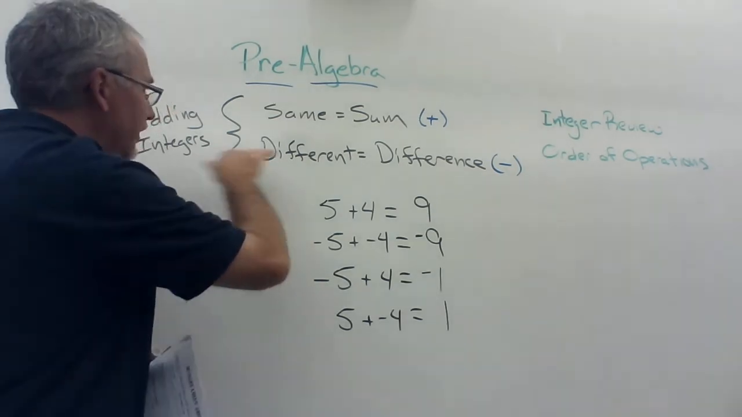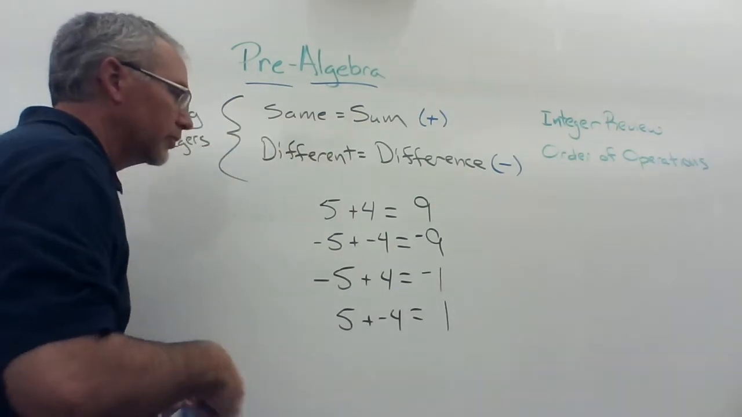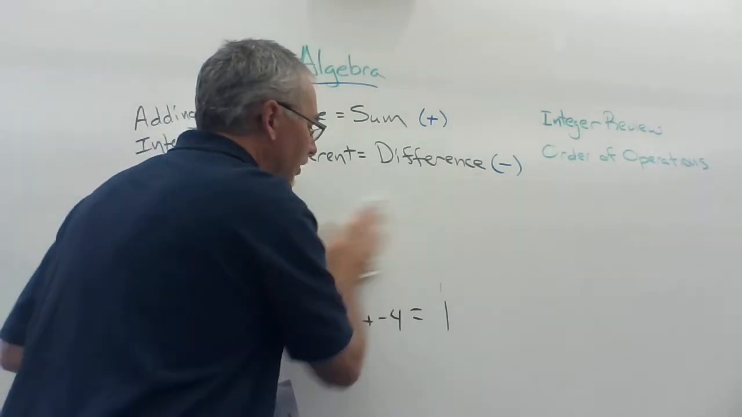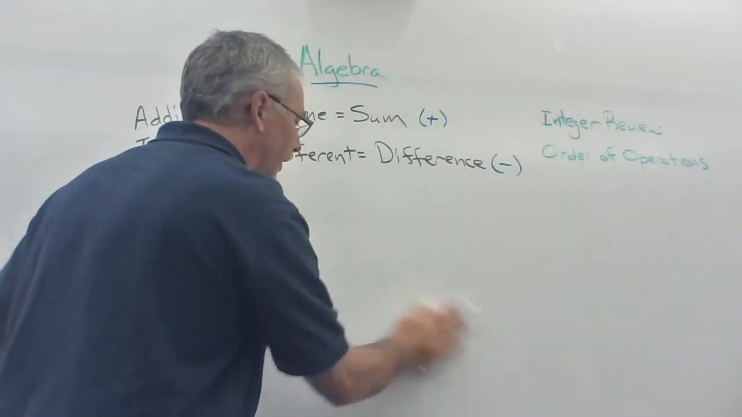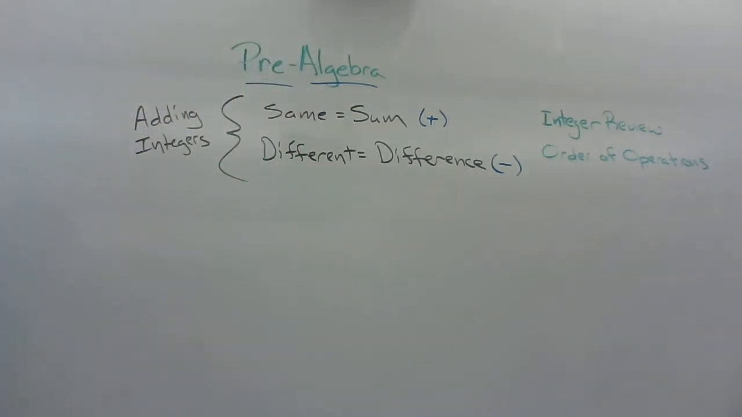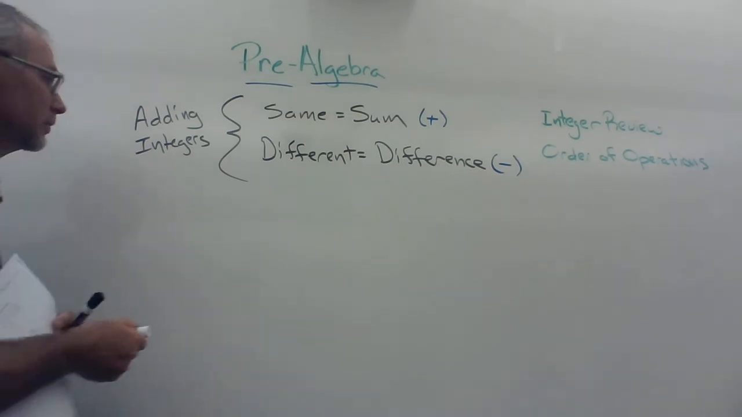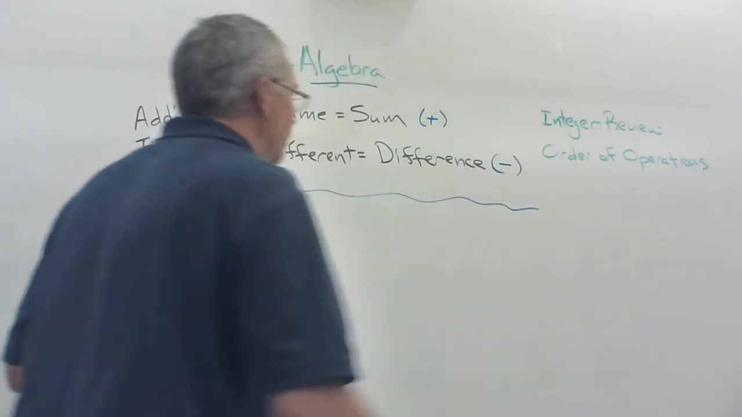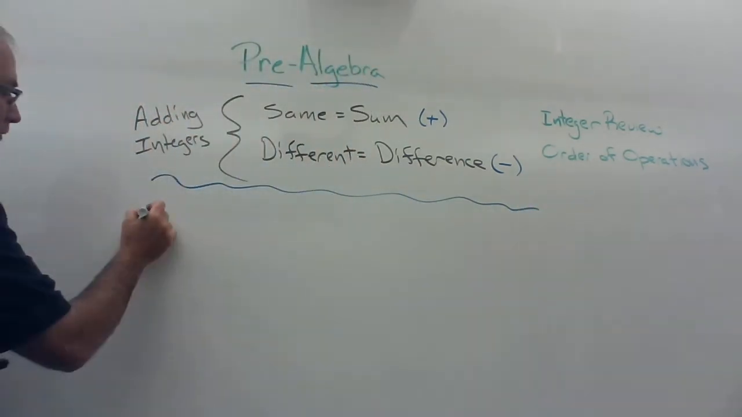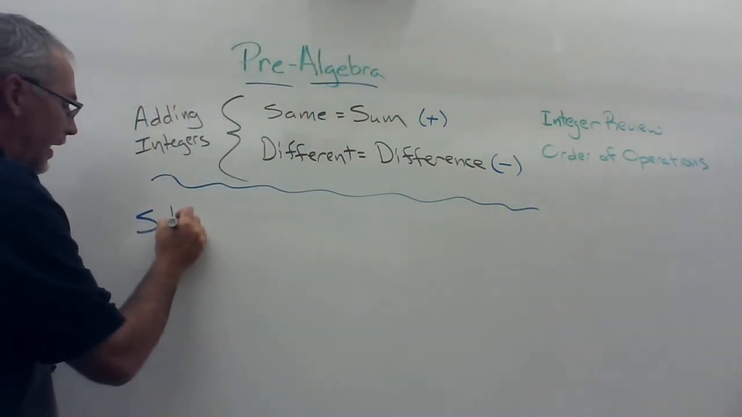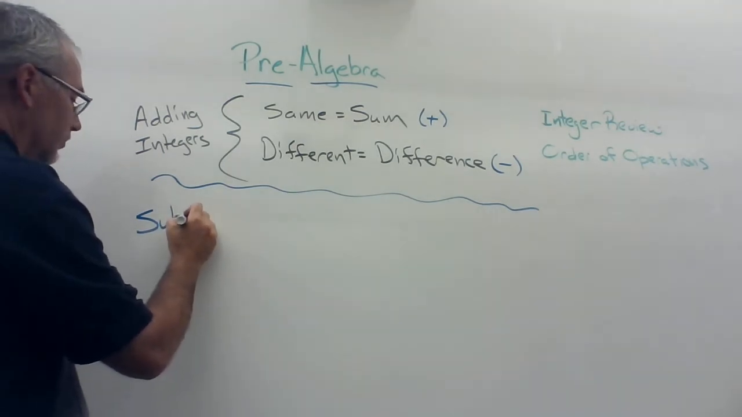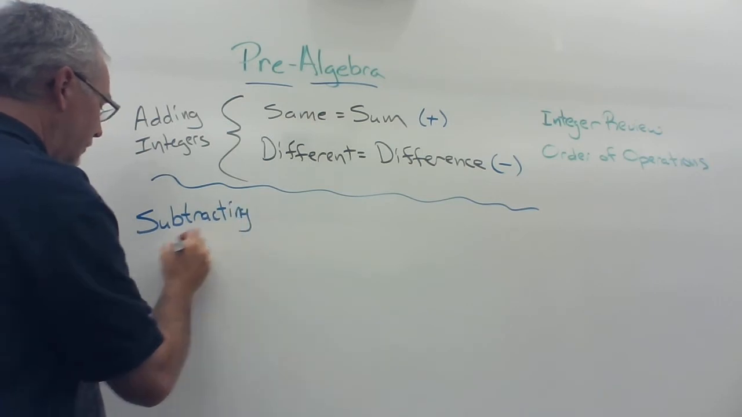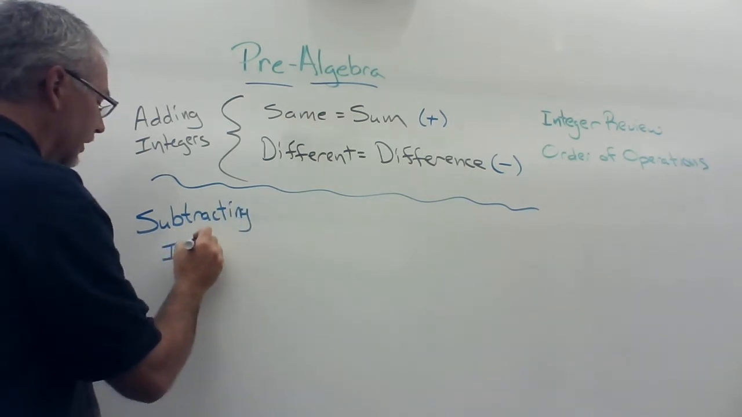Now, I'm going to leave the adding up here, and I'm going to jump to subtracting here, because subtracting is the one where most people get hung up a little bit, and it gets a little bit complicated. So my suggestion, there's lots of ways to handle it, and lots of ways different teachers will tell you. My suggestion would be to change all of your subtraction into addition. And then just follow the addition rules.